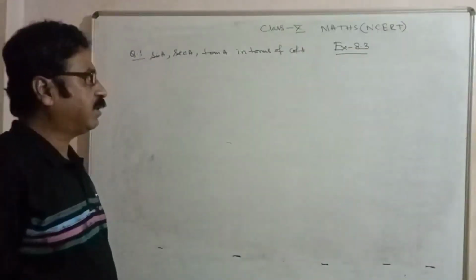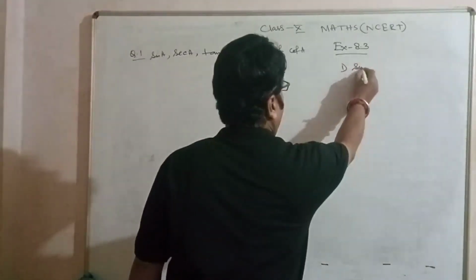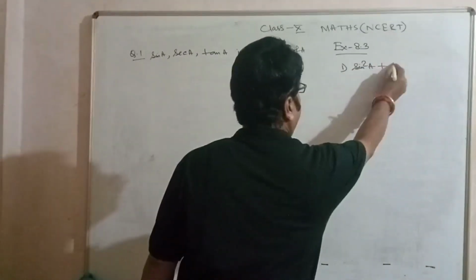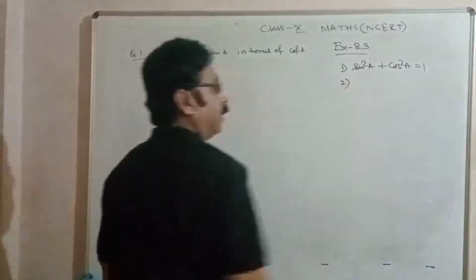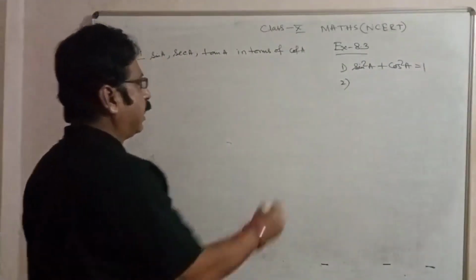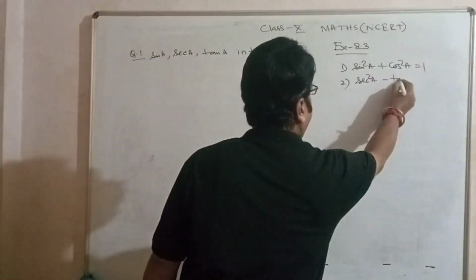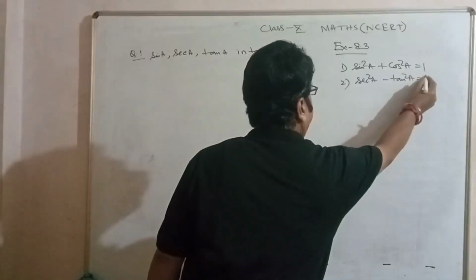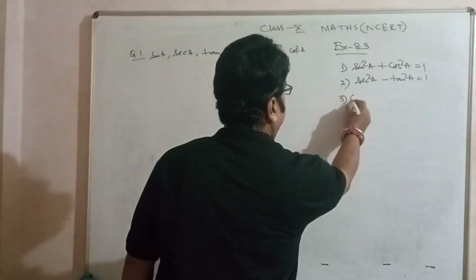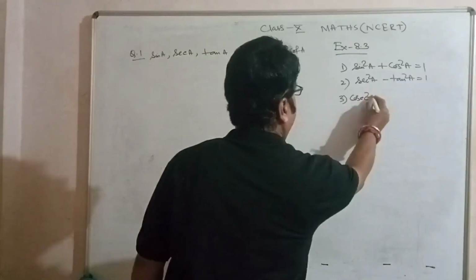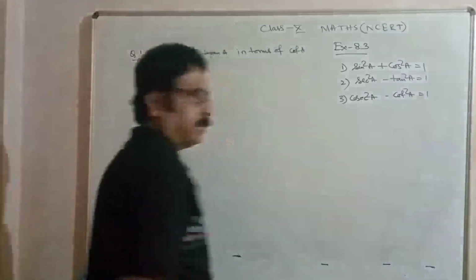Let us write first three identities. Sin square A plus cos square A equals to 1. Sec square A minus tan square A equals to 1, and cosec square A minus cot square A equals to 1.